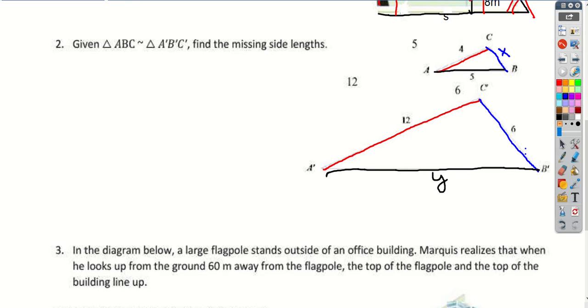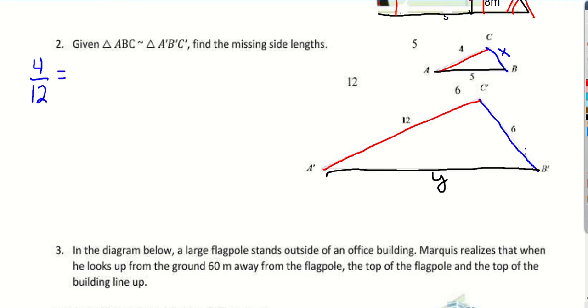So I'm going to want to create a proportion to solve. So we can go, let's say, big to small, so 4 over 12 is equal to X over 6. So I'm going from ABC to A prime, B prime, C prime, and both of those. And I cross multiply, so 12x is equal to 24. And then I divide by 12, and I can get x is equal to 2.